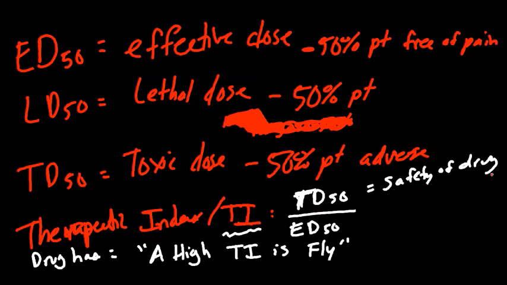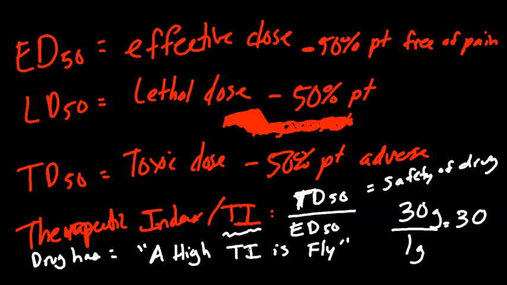Why do I say it's the safety of a drug? Well, if you have an incredibly high toxic dose 50, if it takes 30 grams of that drug to give you that toxic dose 50. However, this effective dose, if a drug works at, let's say, 1 gram, if you give a patient 1 gram of this drug and it works, great. But if you give them 30, 50% get sick, that'll give you a ratio of therapeutic index of 30.